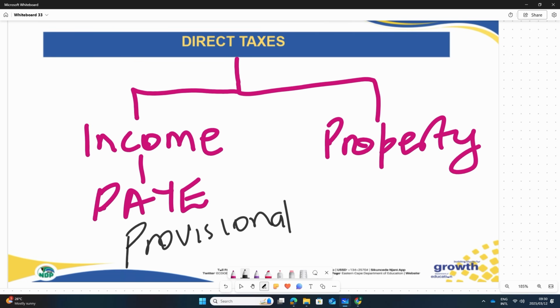And now let us look at the second type of the direct tax, which is the property tax. The property tax is a tax that is paid by owners of all kinds of real property, including commercial, industrial, residential, and agricultural property.